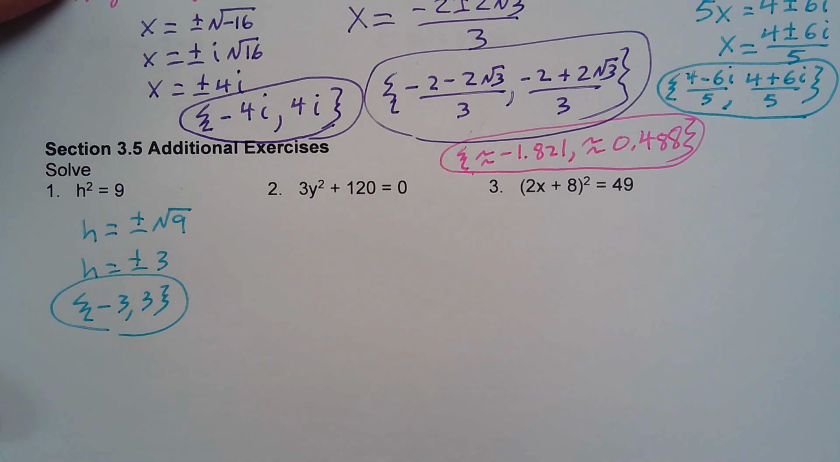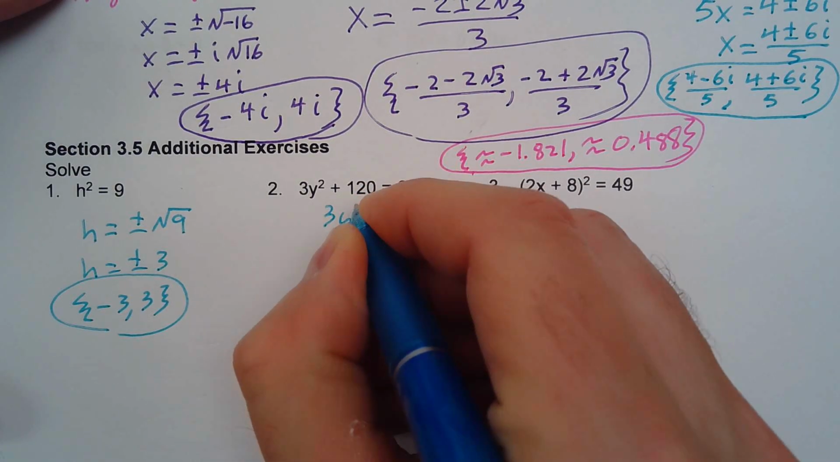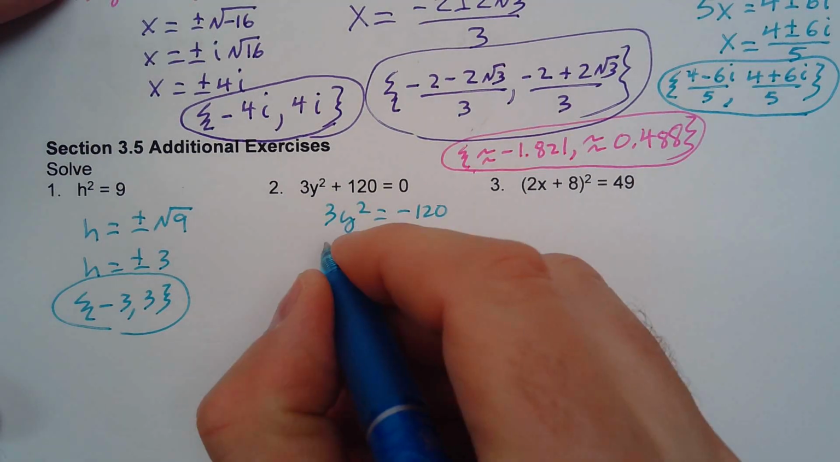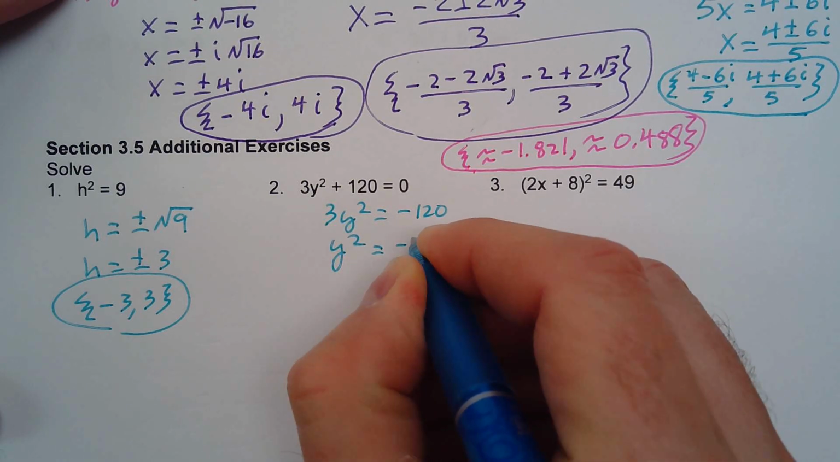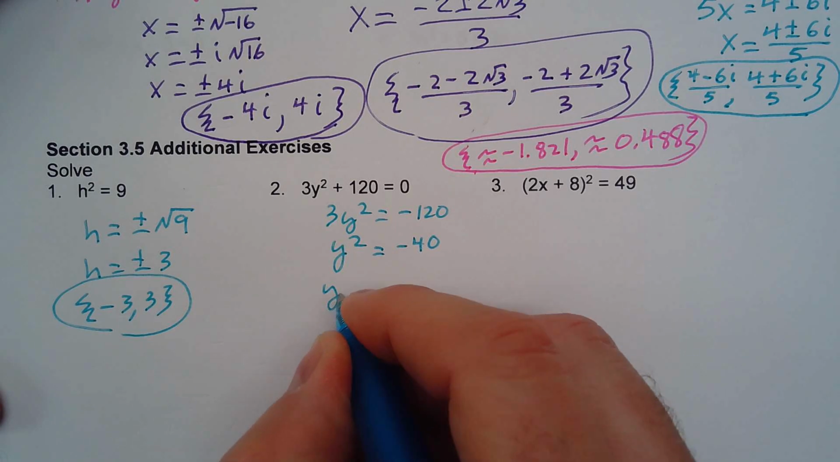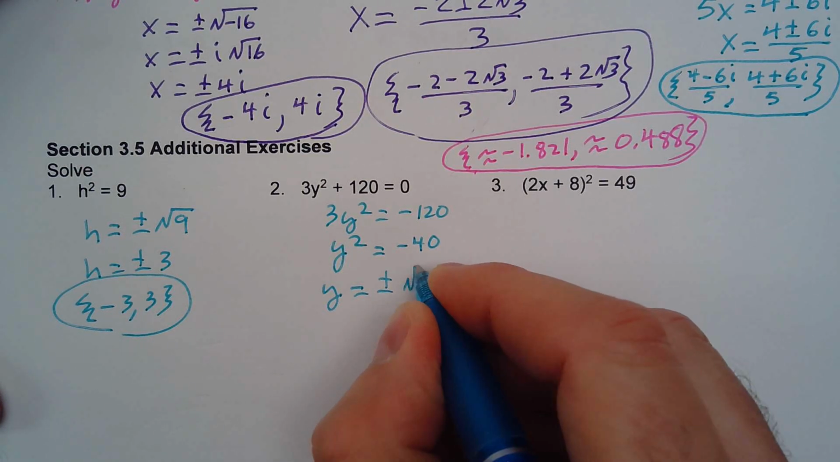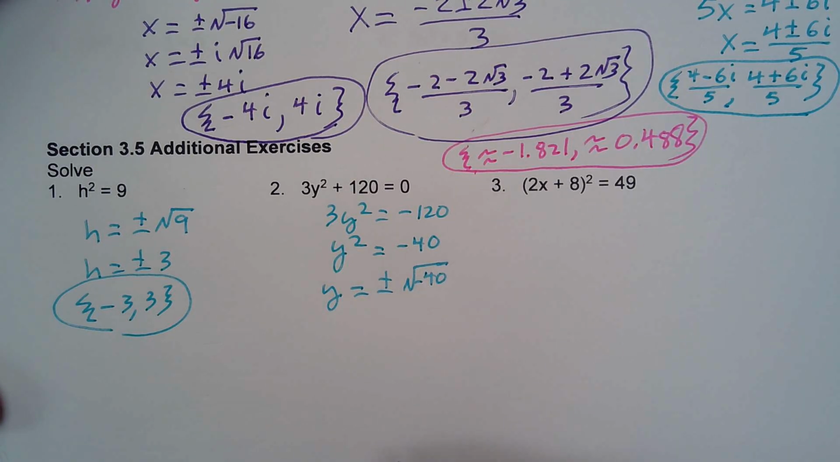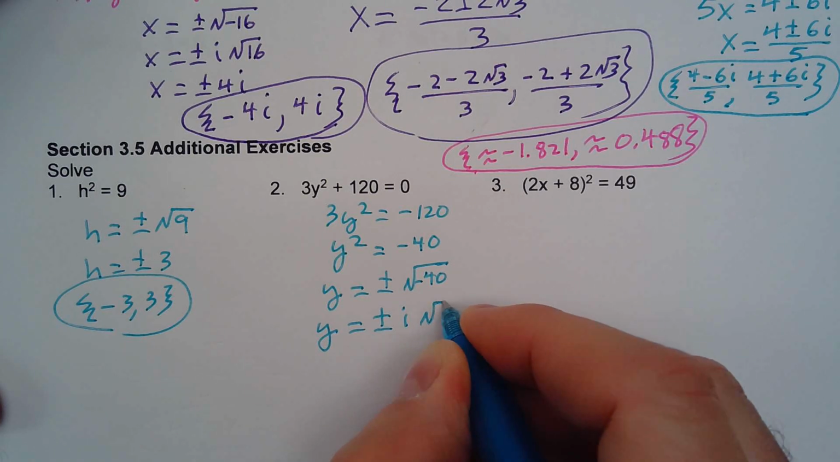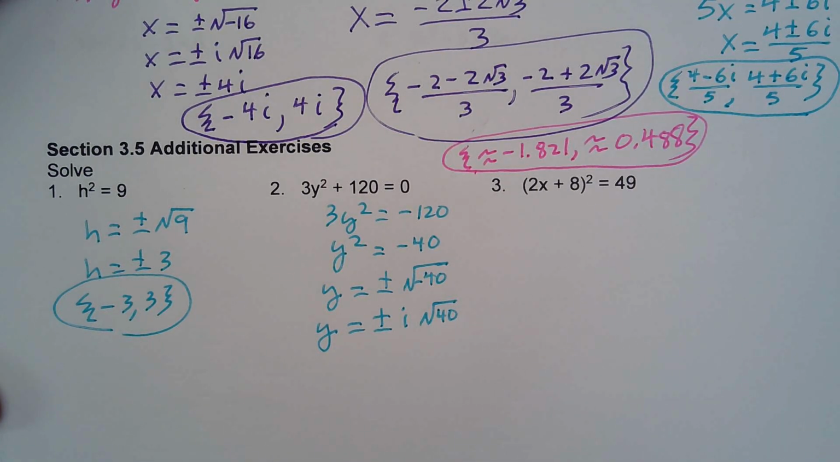For this next one, we need to solve for y, so I'm going to need to subtract 120 from both sides. That gives us 3y squared equals negative 120. And then divide by 3. So that's y squared equals negative 40. And now we're going to apply our square root property. So this would be y equals plus or minus square root of negative 40. So we have to write that in terms of i. So write that as i square root of 40.